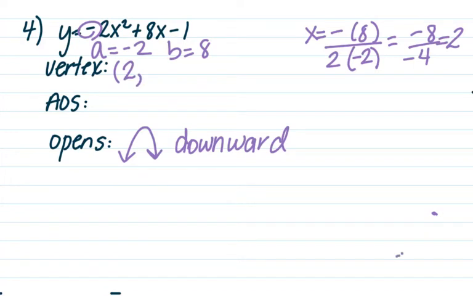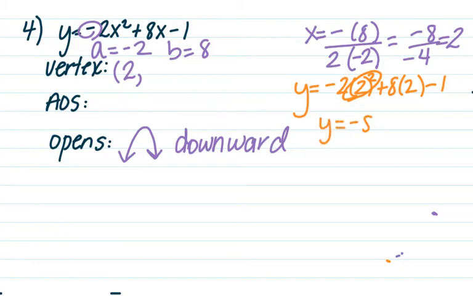So y will be equal to negative 2 times 2 squared plus 8 times 2 minus 1. So first I have to square that 2. 2 times 2 is 4. And then 4 times negative 2 is negative 8. And then 8 times 2 is 16 minus 1. So y is equal to negative 8 plus 16 is 8 minus 1 is 7. So the y coordinate is 7.